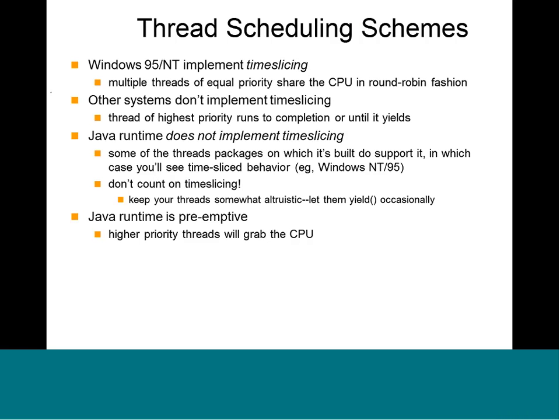We already talked a little bit about this. Windows systems use time slicing. Other operating systems may not implement time slicing, but might implement priority weighting. Most modern operating systems implement both. One important thing, Java runtime is preemptive, and high priority threads will grab the CPU. Preemptive is selfless, right? Non-preemptive is selfish. I like to use those terms because it drives the meaning home very quickly.